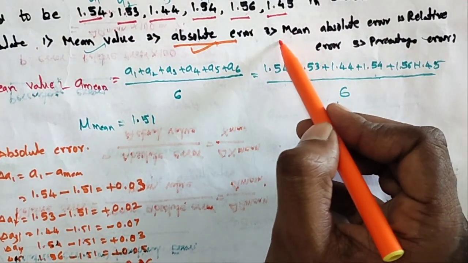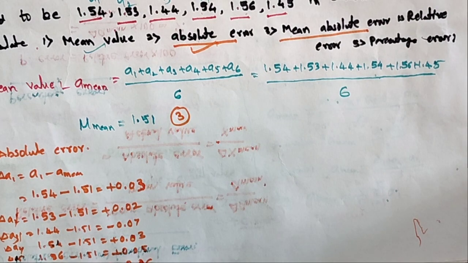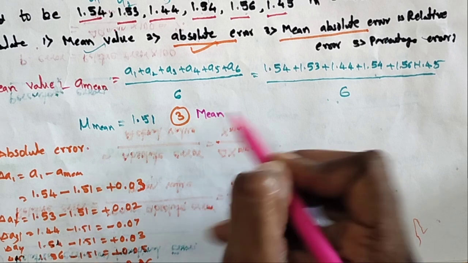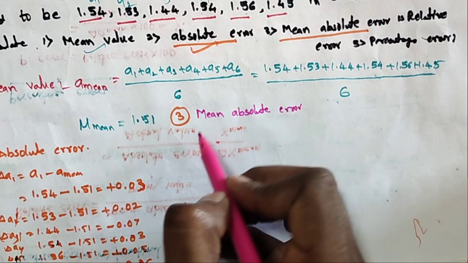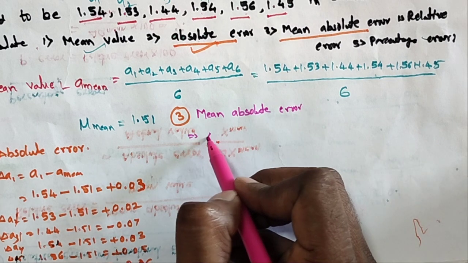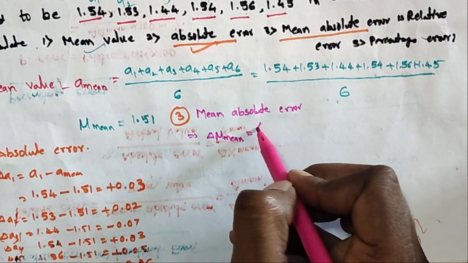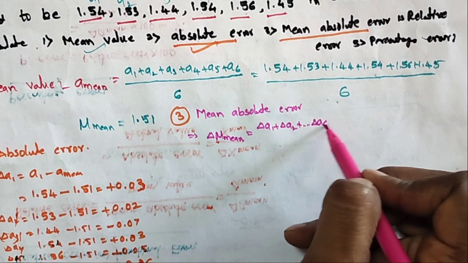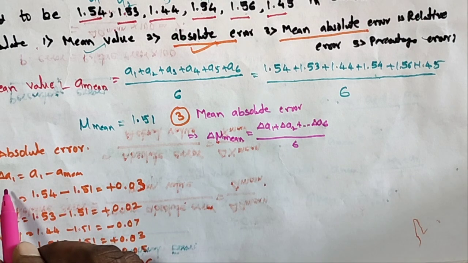What is the third one? Mean absolute error. Here I am taking the third one. So you calculate the third one, mean absolute error. In the mean absolute error, we know the formula. Delta mu mean value means each one's values: delta A1 plus delta A2 up to delta A6 by 6 value.